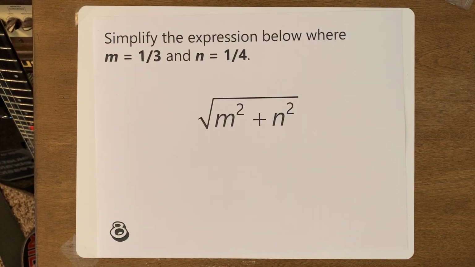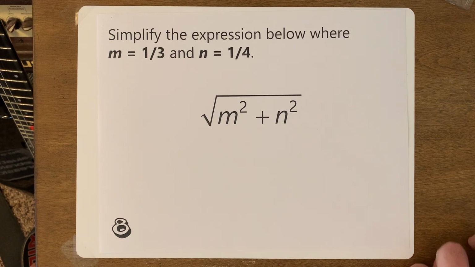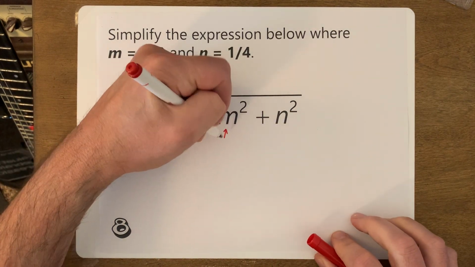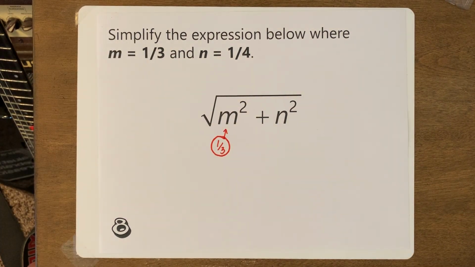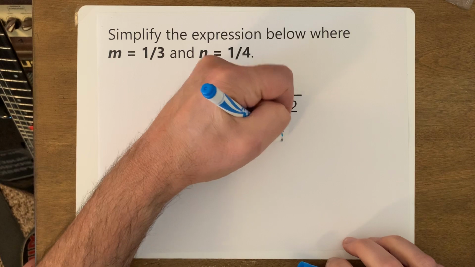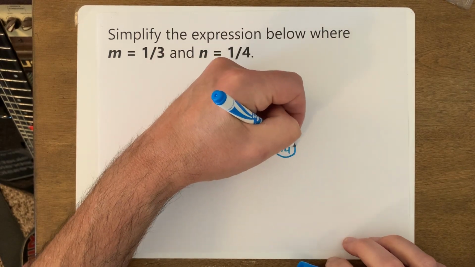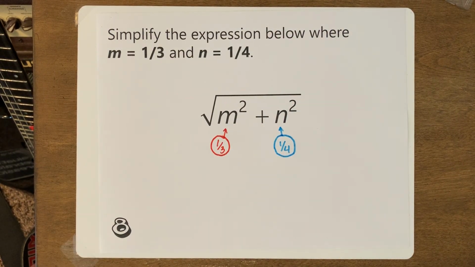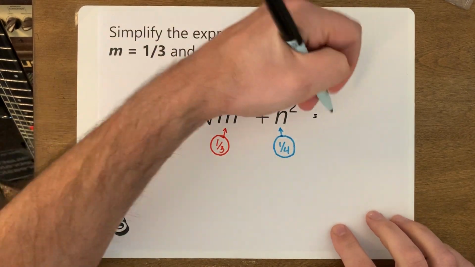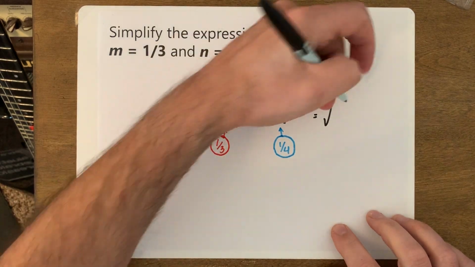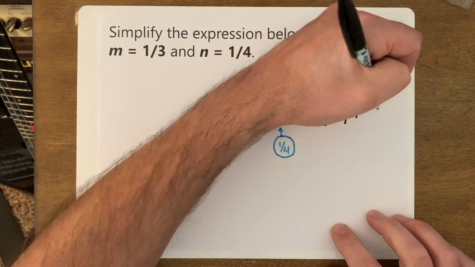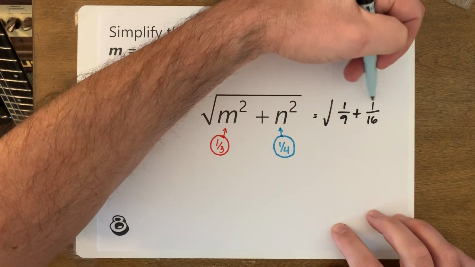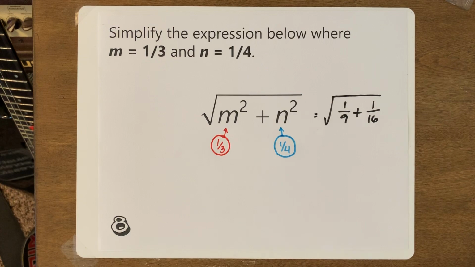All right, here we have a square root. So let's take a look at this one. Let's go back to our colors again. This time we have m is 1/3, and we have n is 1/4. So let's take a look at that. All right, so how is this going to shake out? Let's see. We're going to get the square root of 1/3 squared is 1/9 plus 1/4 squared is 1 over 16. And all of that is under the square root.